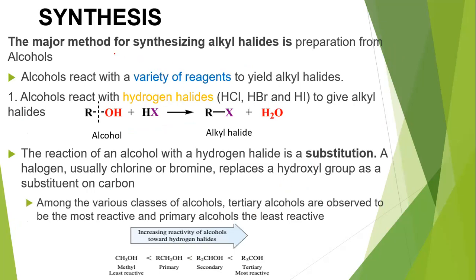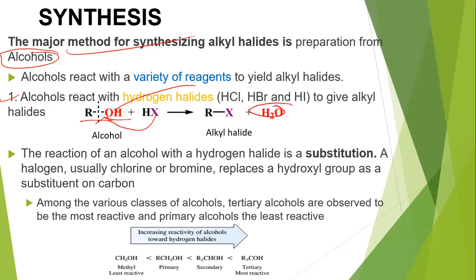Good. So let's talk about the major synthetic pathway for preparation of alkyl halides. Now we are seeing that we prepare them from alcohols, right? Good. Alcohols react with a variety of reagents to yield alkyl halides. The first one, alcohols react with hydrogen halide, that's HCl, HBr, and HI, to give alkyl halide. So this is the overall reaction stated. Now we have the alcohol, the hydroxyl group of the alcohol will be removed and then the halogen will replace it, right? Now, the hydroxyl group will go and form water as a byproduct.